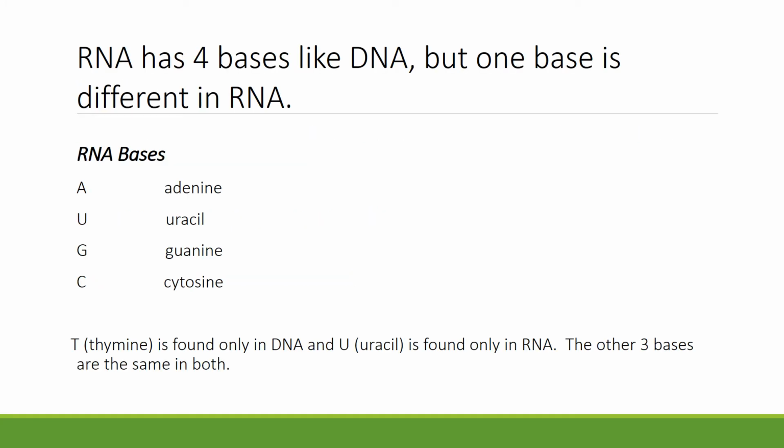Like DNA, RNA also has 4 bases. One base is different, however. RNA has the bases A, U, G, and C, adenine, uracil, guanine, and cytosine. The one that's different from that of DNA is uracil. In RNA, you'll find the base uracil in place of thymine. Thymine is found only in DNA and uracil is found only in RNA. The other 3 bases are found in both.